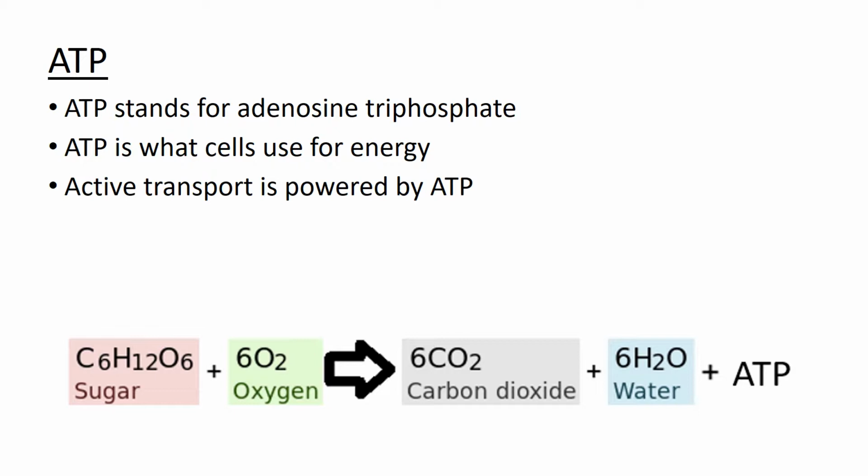ATP is what cells use for energy. For instance, ATP is what powers active transport. When cells want to move something across the cell membrane and they have to use energy to move it, we call that active transport. It's ATP that provides the energy for that.